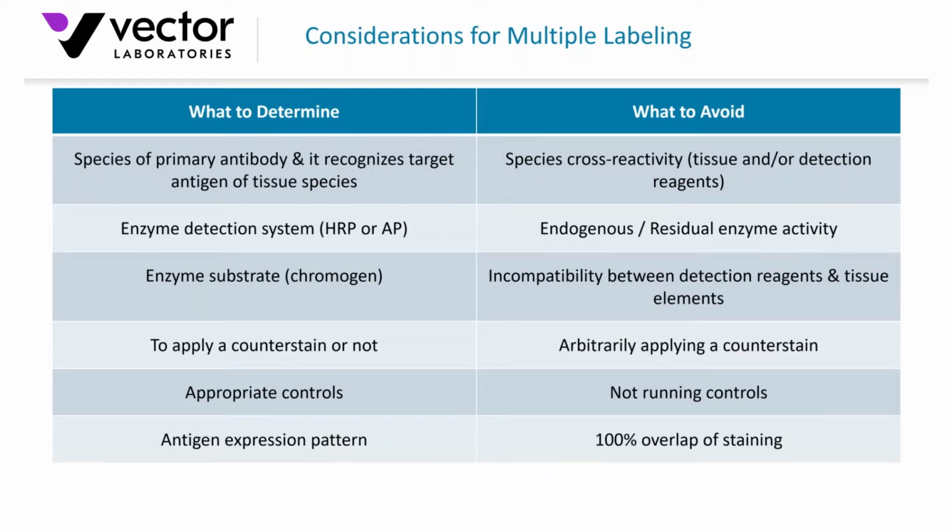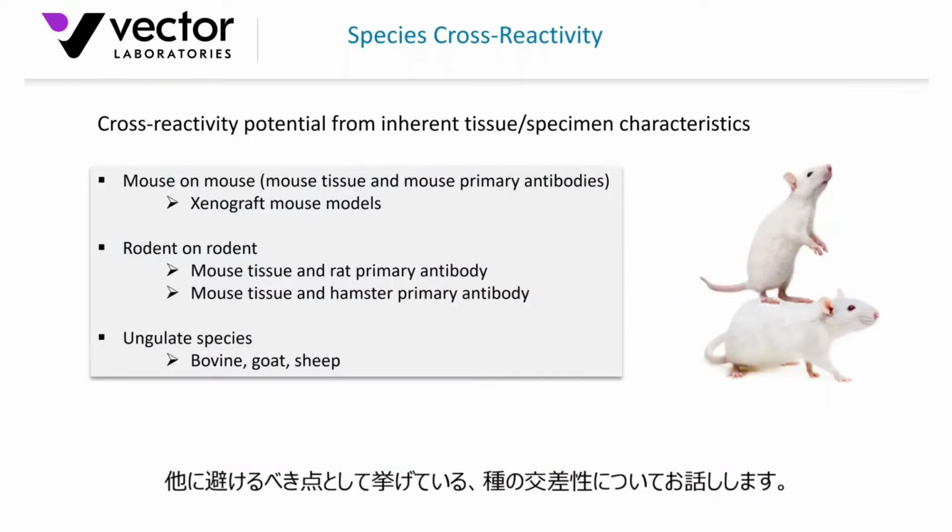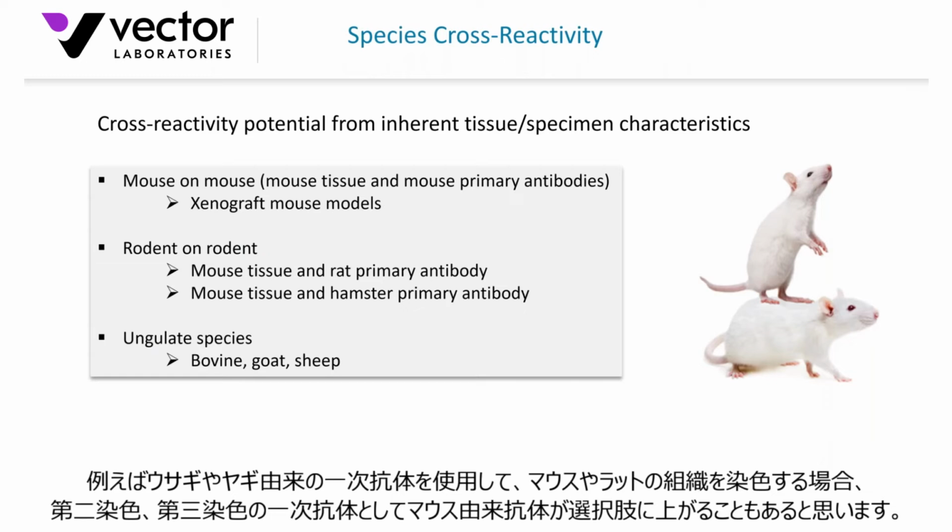Okay, so we'll look now at species cross-reactivity, and we'll work through our list right here. So imagine you might have a rabbit or a goat primary antibody.